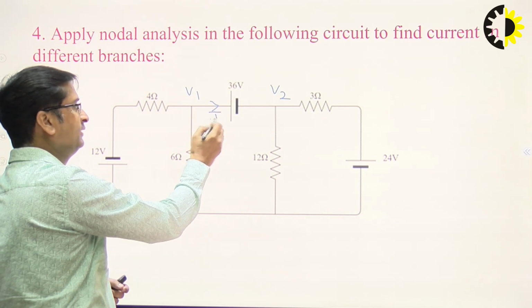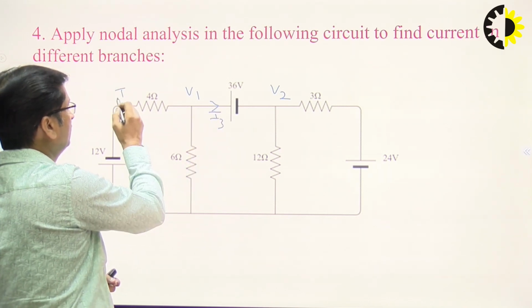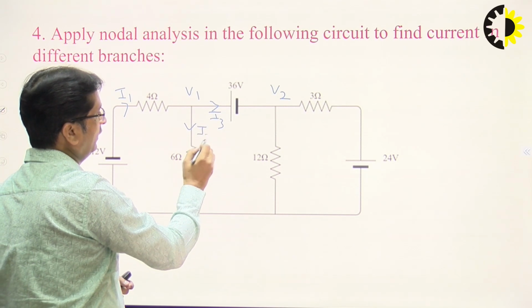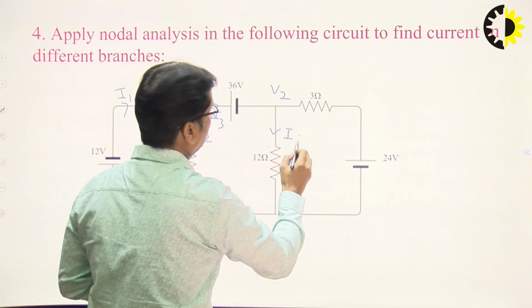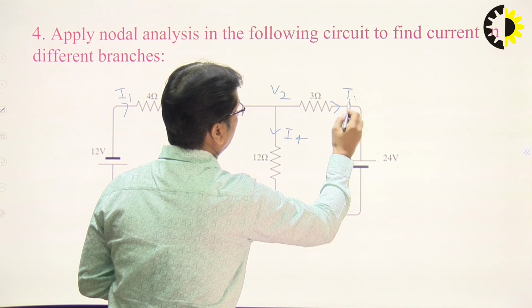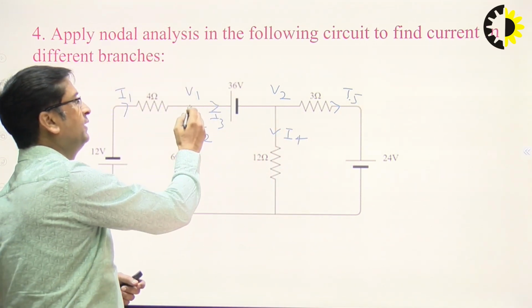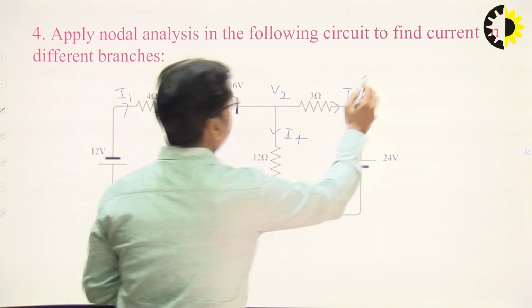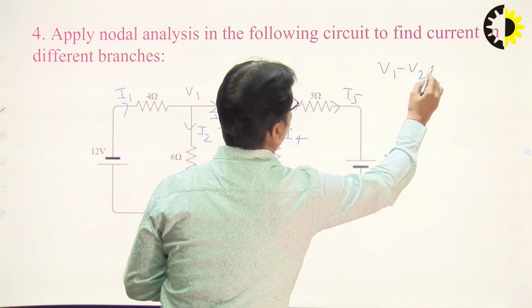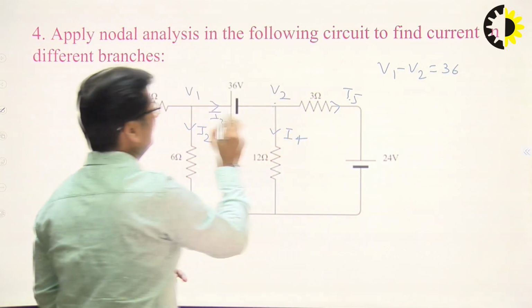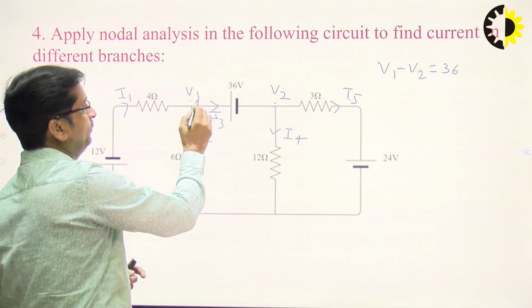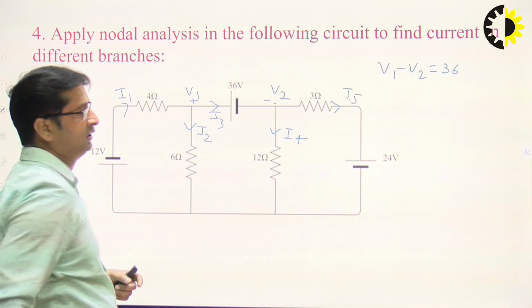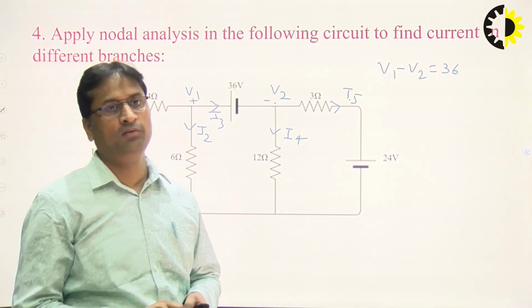Suppose this is I1, I2, I3, I4 and I5. We can eliminate this current by taking the KCL at these two nodes, and one of the equations is V1 minus V2 equal to 36, which is given to us, since this has high potential and this has low potential. So you can solve this question and you can do it.